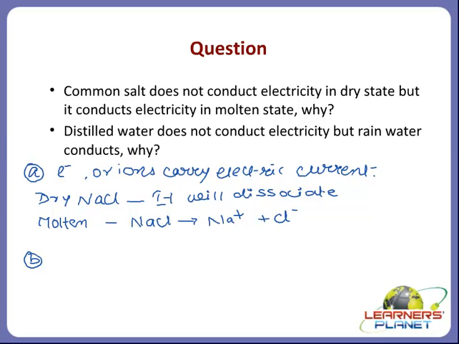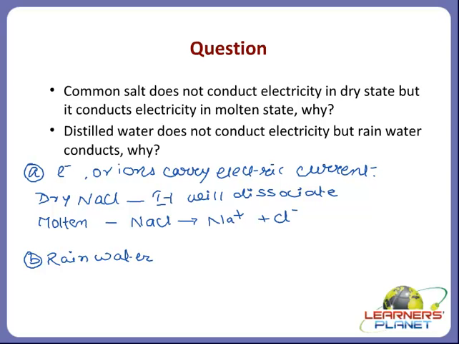Why? What should be the reason behind this, children? I told you what all are the entities which carry electric current. Either it's electrons or ions. Clear? Now in distilled water, is there any ion? No. Whereas rainwater contains what all things? What all things does rainwater have?